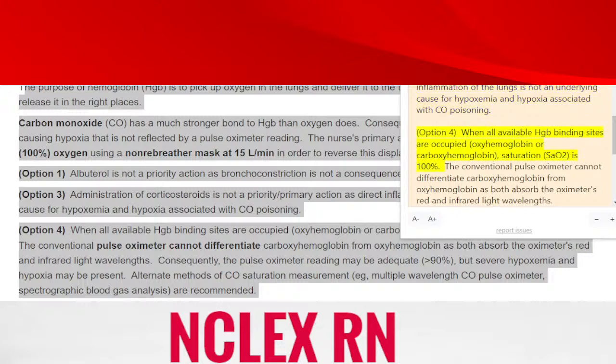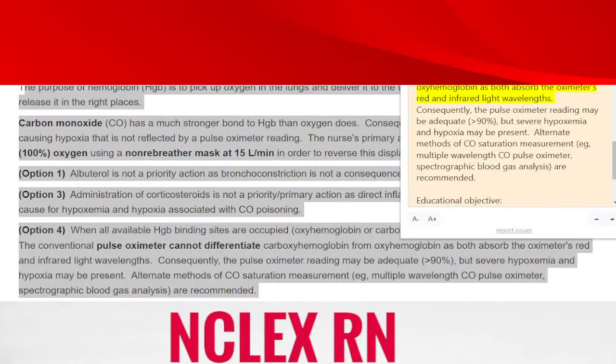Option 4. When all available HgB binding sites are occupied, oxyhemoglobin or carboxyhemoglobin saturation, SaO2, is 100%. The conventional pulse oximeter cannot differentiate carboxyhemoglobin from oxyhemoglobin as both absorb the oximeter's red and infrared light wavelengths. Consequently, the pulse oximeter reading may be adequate, greater than 90%, but severe hypoxemia and hypoxia may be present. Alternate methods of CO saturation measurement, e.g., multiple wavelength CO pulse oximeter, spectrographic blood gas analysis, are recommended.